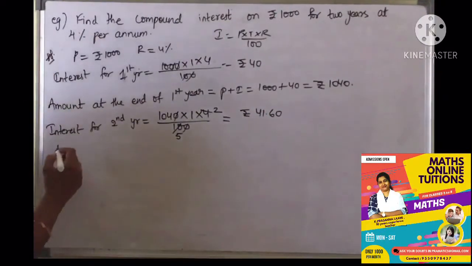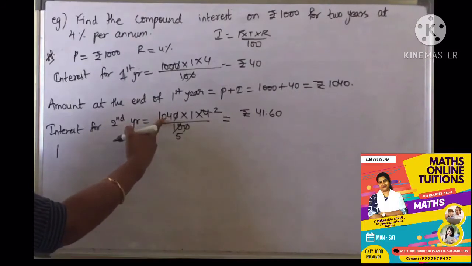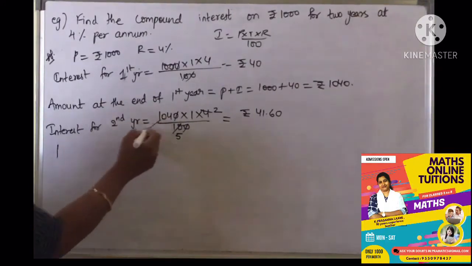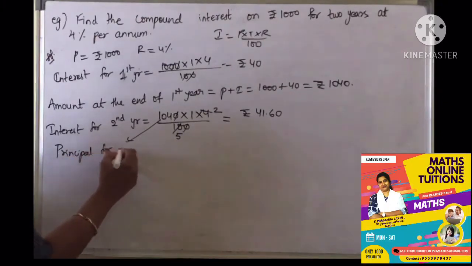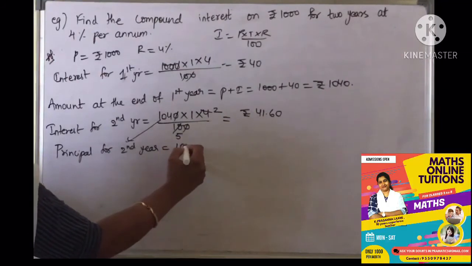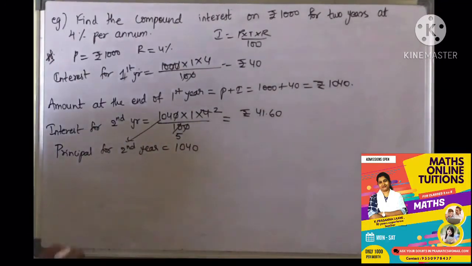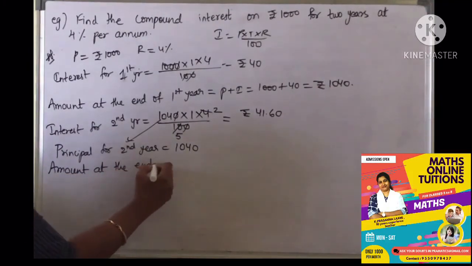Now tell me, what is the principal for the second year? The principal we have taken is 1040. This is called the principal for the second year. This is nothing but 1040 rupees. Okay, now we will find the amount at the end of the second year.